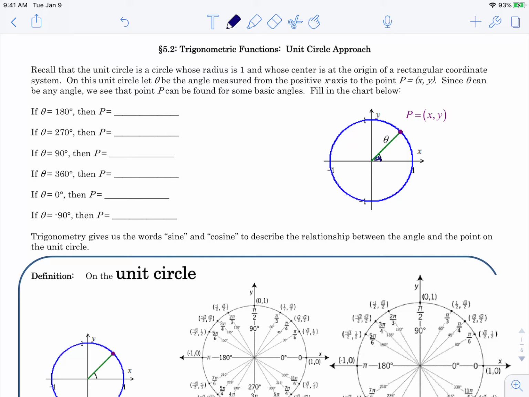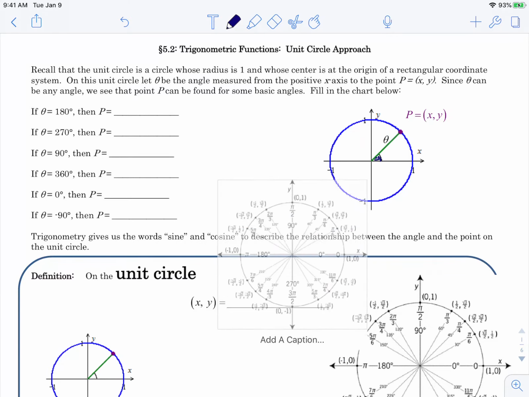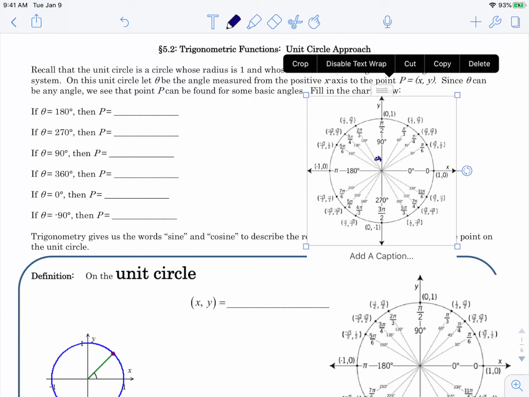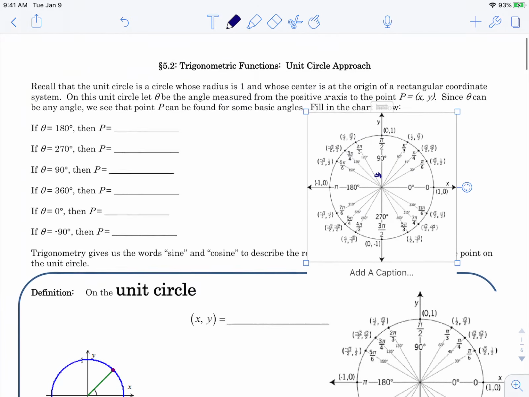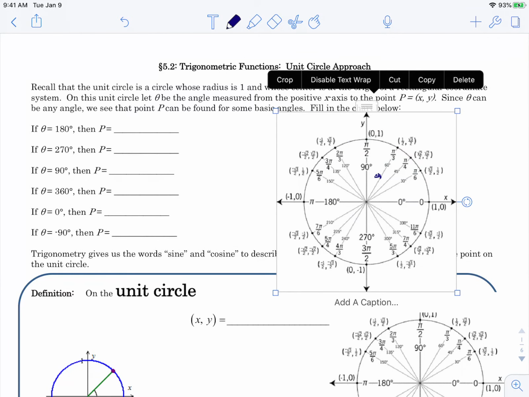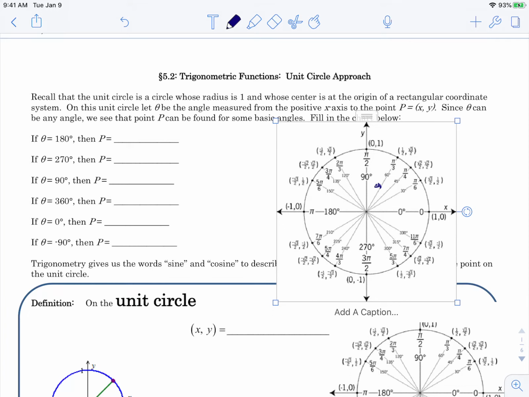What we're going to do is look at the unit circle. So I'm going to bring it up. I'm just going to cover this. Maybe have your green unit circle out so you can reference it. I'm going to make it a little bit bigger so I can actually see things. All right. So it says if theta is 180 degrees, I just want you to give me the coordinate. So I look at 180 degrees. It looks like my coordinate for that is (-1, 0).